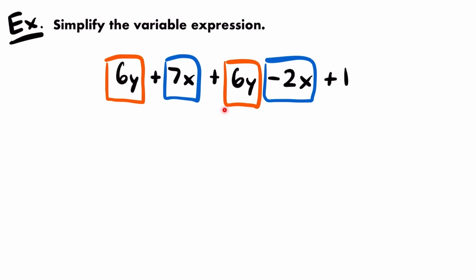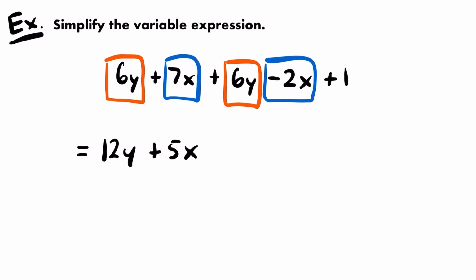All right, so starting with the y terms, we have 6y and 6y. What you want to do is add their coefficients. 6 plus 6 is 12, so combining the like terms gives us 12y. Okay, and then for the x terms, we have 7x and negative 2x, so we want to combine them by adding 7 and negative 2. And 7 plus negative 2 gives you positive 5, so we have plus 5x.